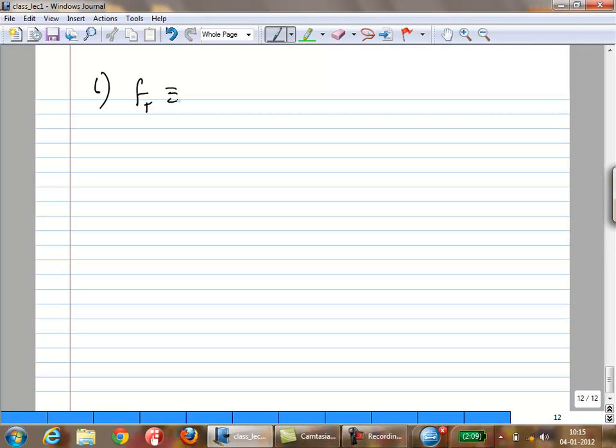Does anybody know what FT of a transistor is? Have you studied it in the analog circuits course? Okay, so FT of the device is called the transition frequency. This is defined as the frequency at which the current gain of the transistor goes to 1.